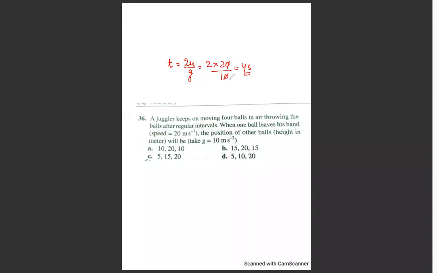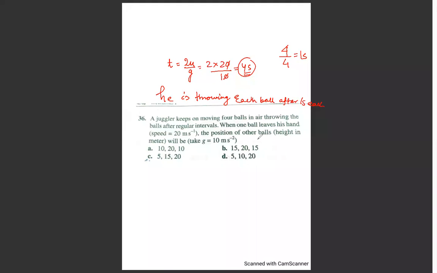That is 4 seconds. So equally let's divide. He is throwing the balls at regular intervals, and one ball is taking 4 seconds to come back. So we can say that the equal interval means 4 divided by 4 equal to 1 second. So he is throwing each ball after 1 second each. Then next, when one ball is leaving his hand, you have to find out the position of the other balls. You have to find it out for all the 3 balls.